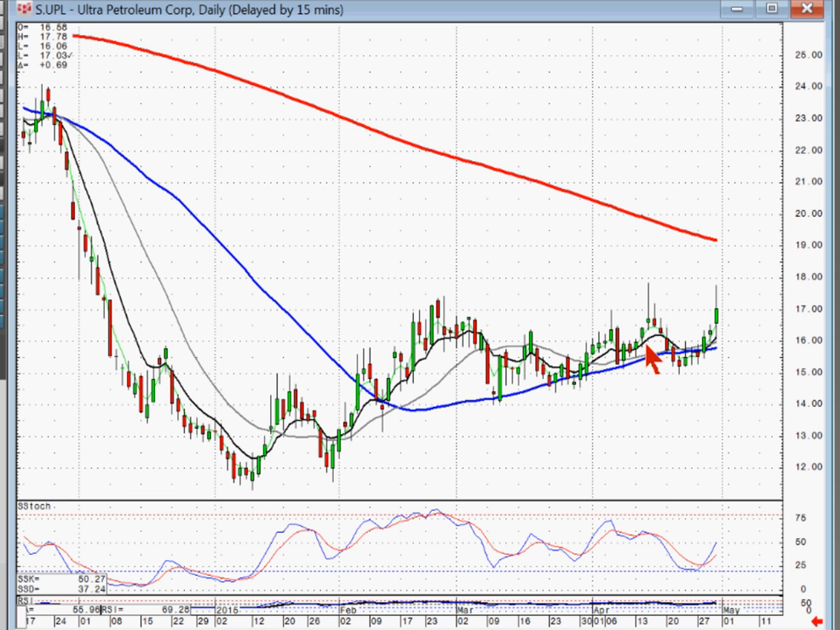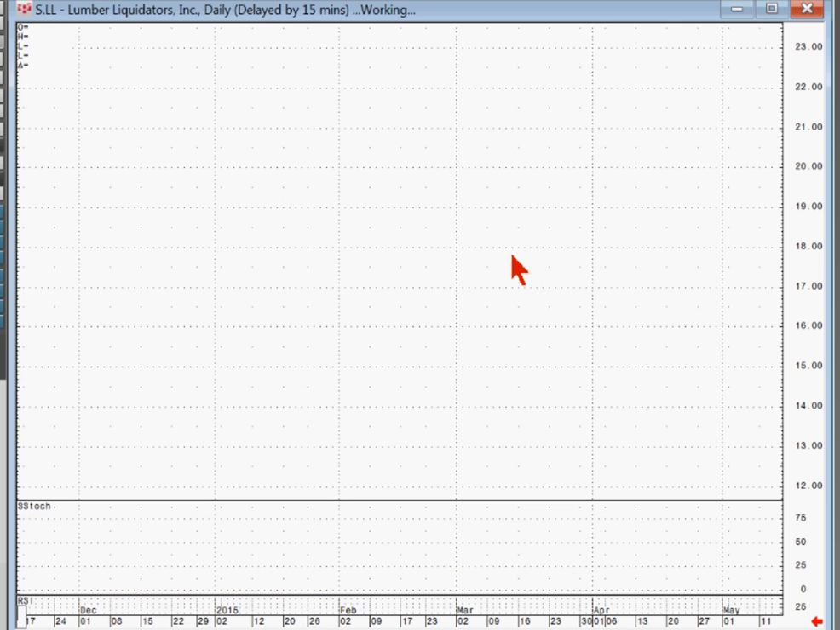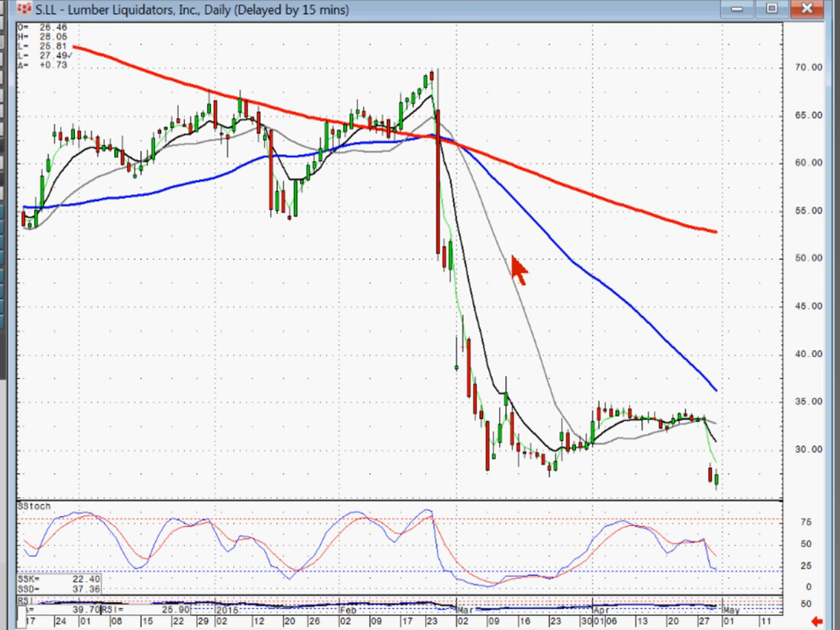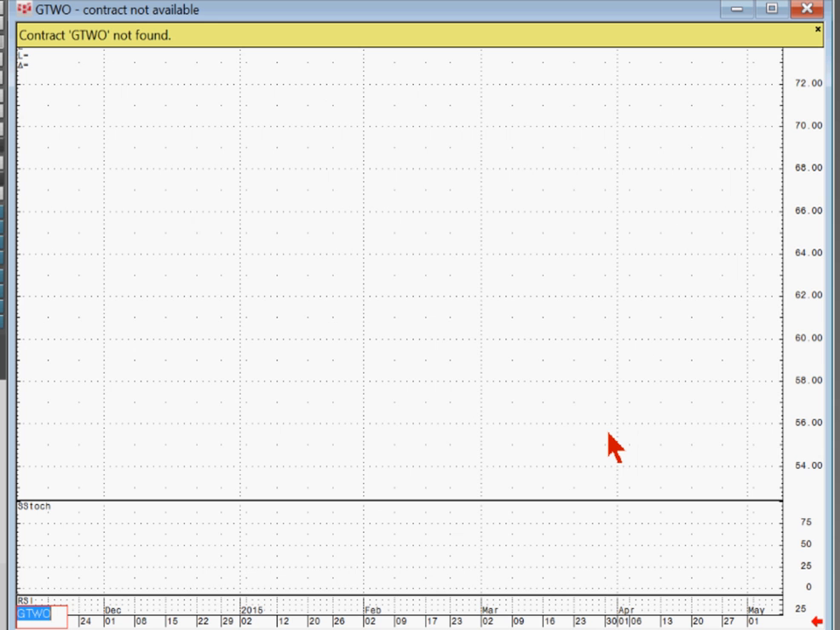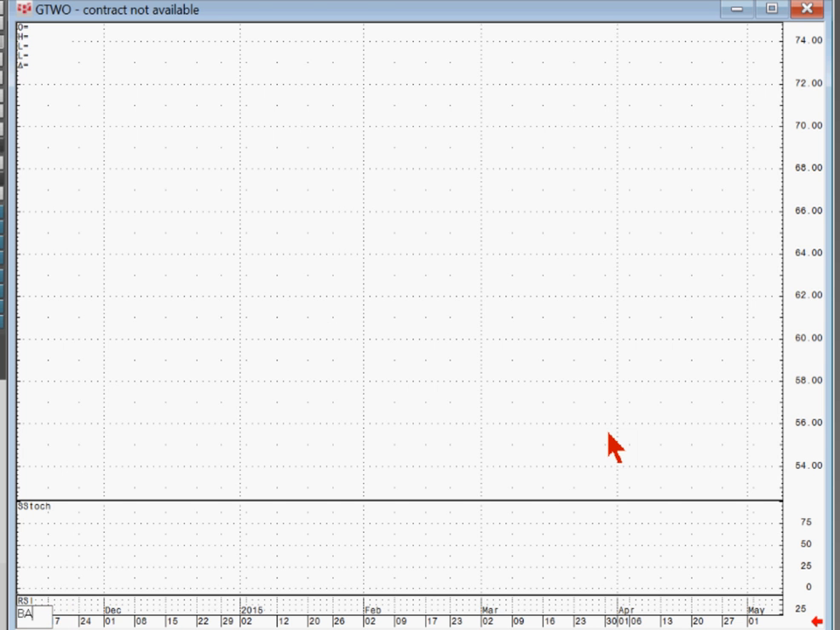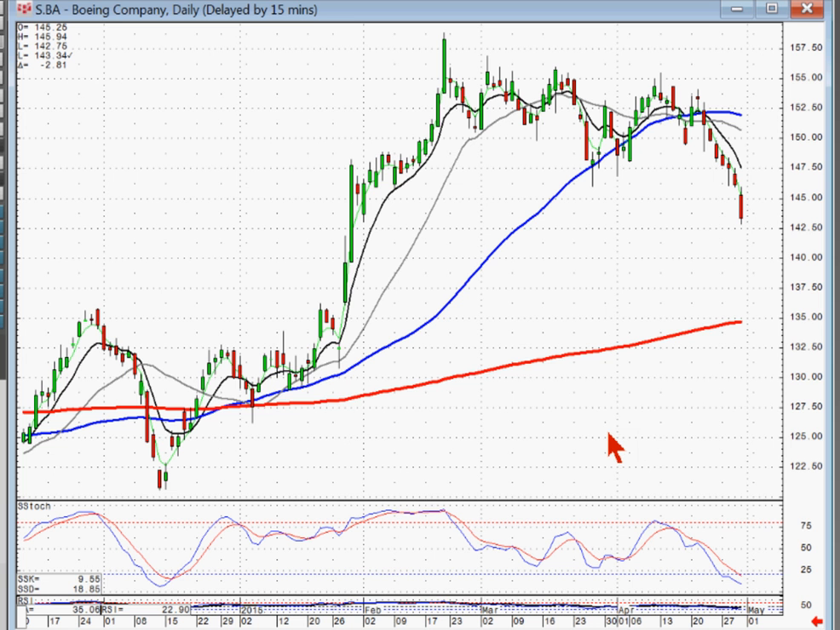UPL, another slow curve. You can buy this one on positive trading, anticipating going up to the 200. This lumber liquidators, stay short on this one. Notice the big selling. They couldn't move it up. Now they've gapped it down again. They're going down to another level. And GTWO, uh-oh. Did I do that wrong? That one's not coming up. Bobble, stay short. I'm sorry, Boeing, stay short.